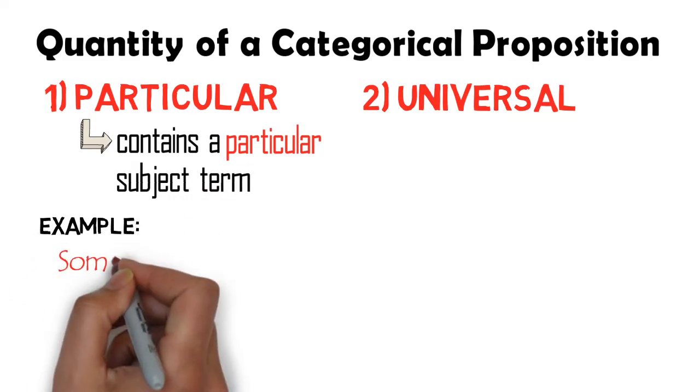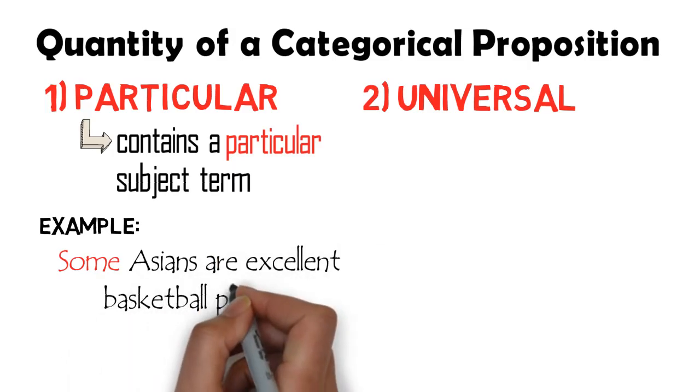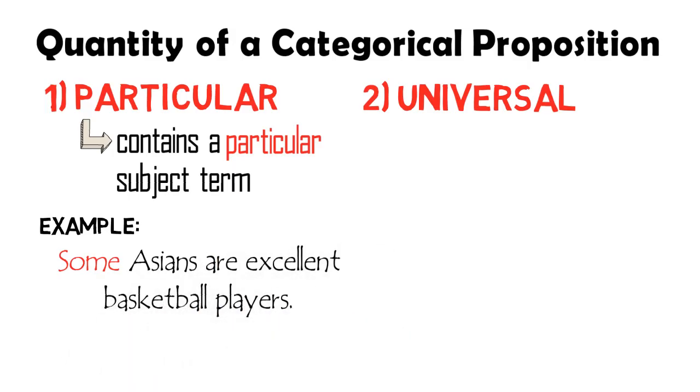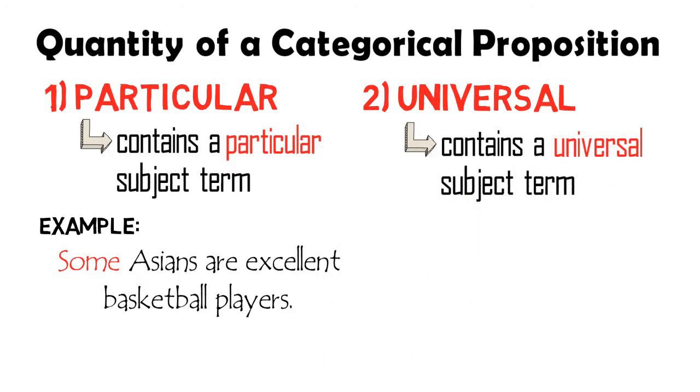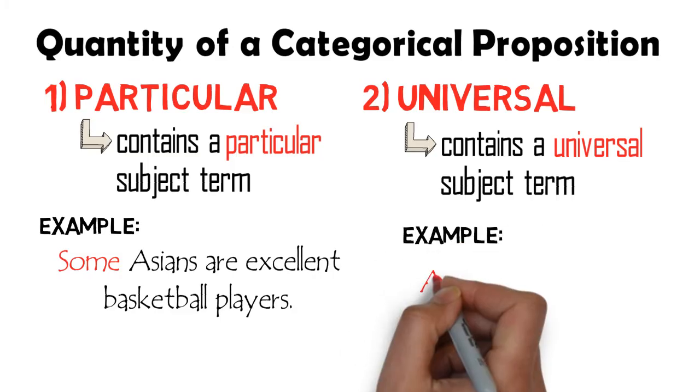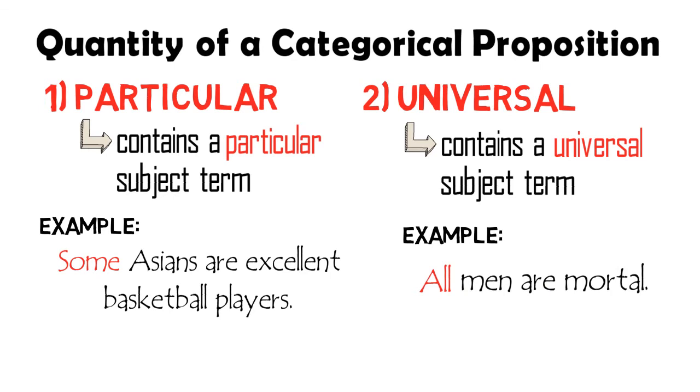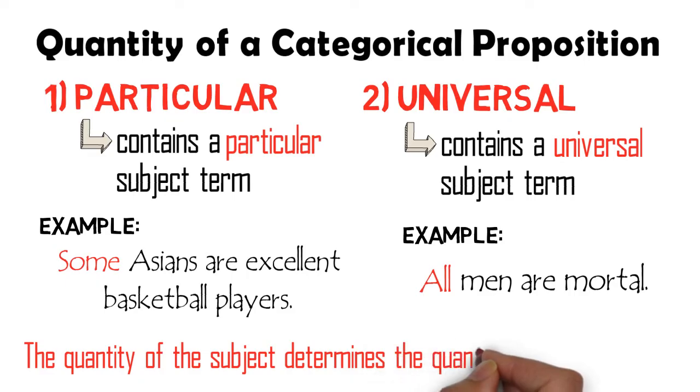Example: some Asians are excellent basketball players. A universal proposition is one that contains a universal subject term. Example: all men are mortal. As we can see, it is the quantity of the subject that determines the quantity of the proposition. Thus, if the subject is particular, then the proposition is particular. And if the subject is universal, then the proposition is universal.